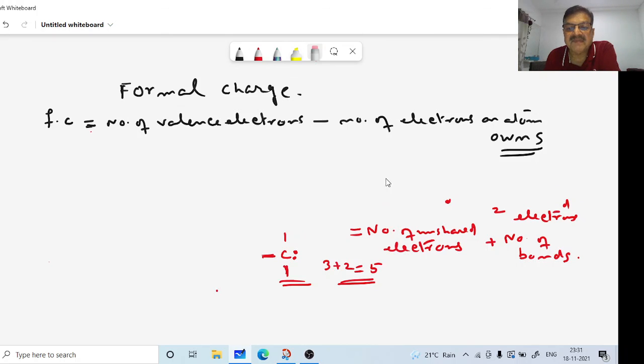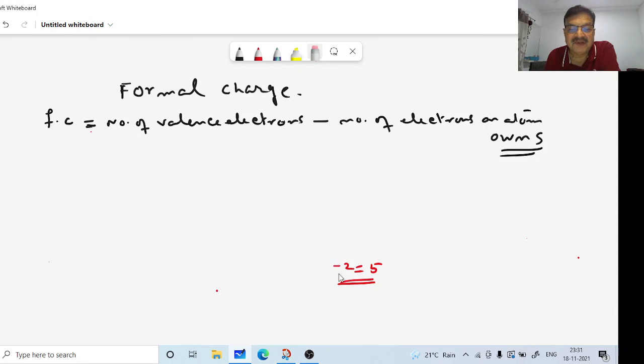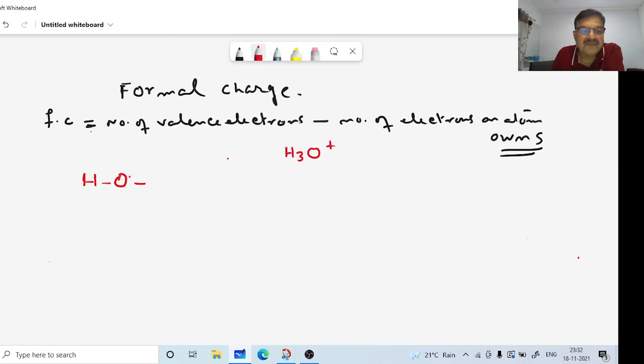So I will give you the hydronium ion, that is the protonated ion. So hydronium ion, what will be the formal charge? Hydronium ion will be H3O plus. This is our hydronium ion. How will you write its Lewis structure? First you have to draw the Lewis structure here. H, then O, H, H. This is our hydronium ion.